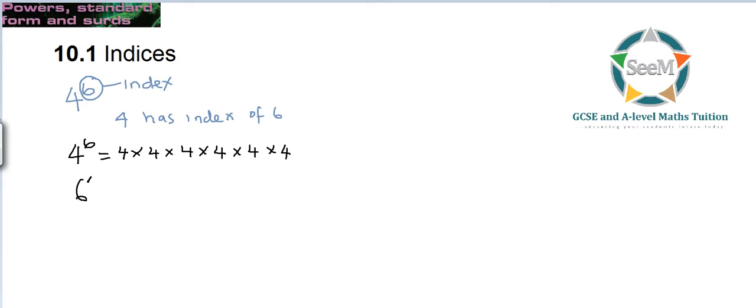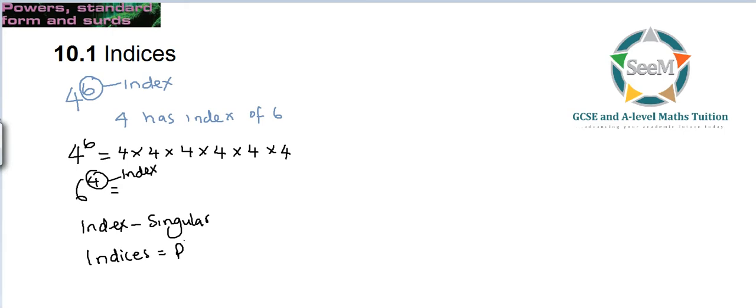Suppose you're given 6 to the power of 4. Well, 6 has an index of 4. Index simply means power, and the plural for index is indices. So index is singular, indices is plural. Indices also means power.